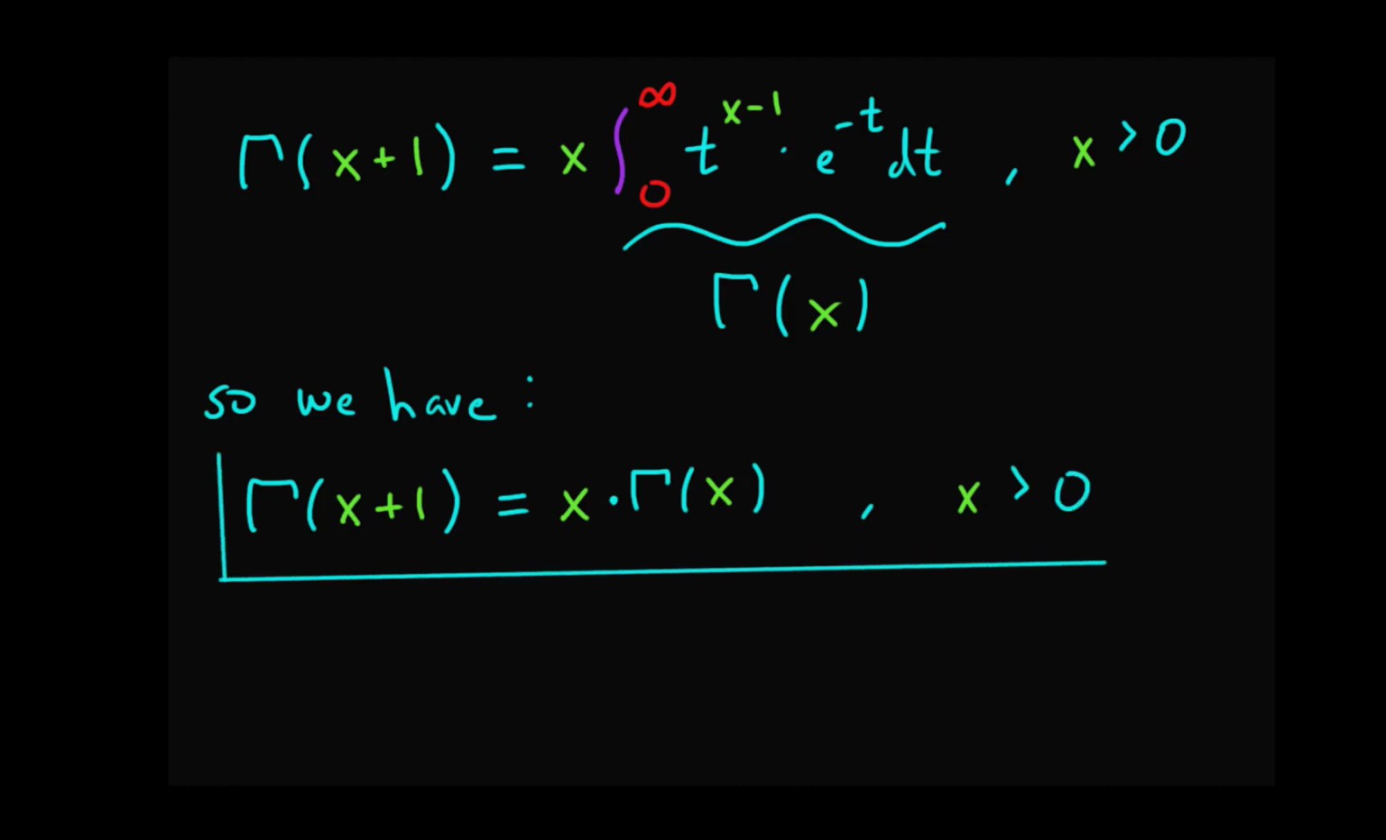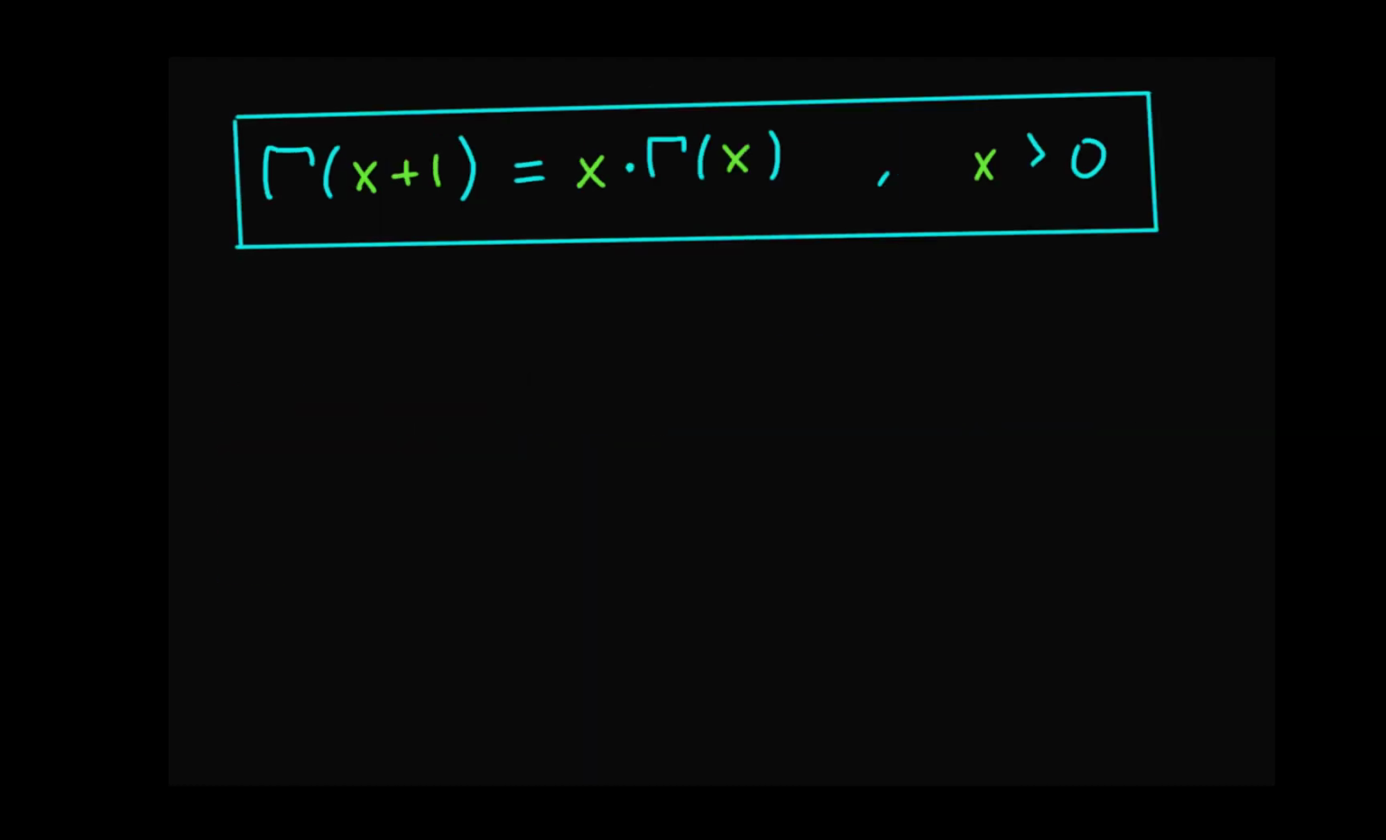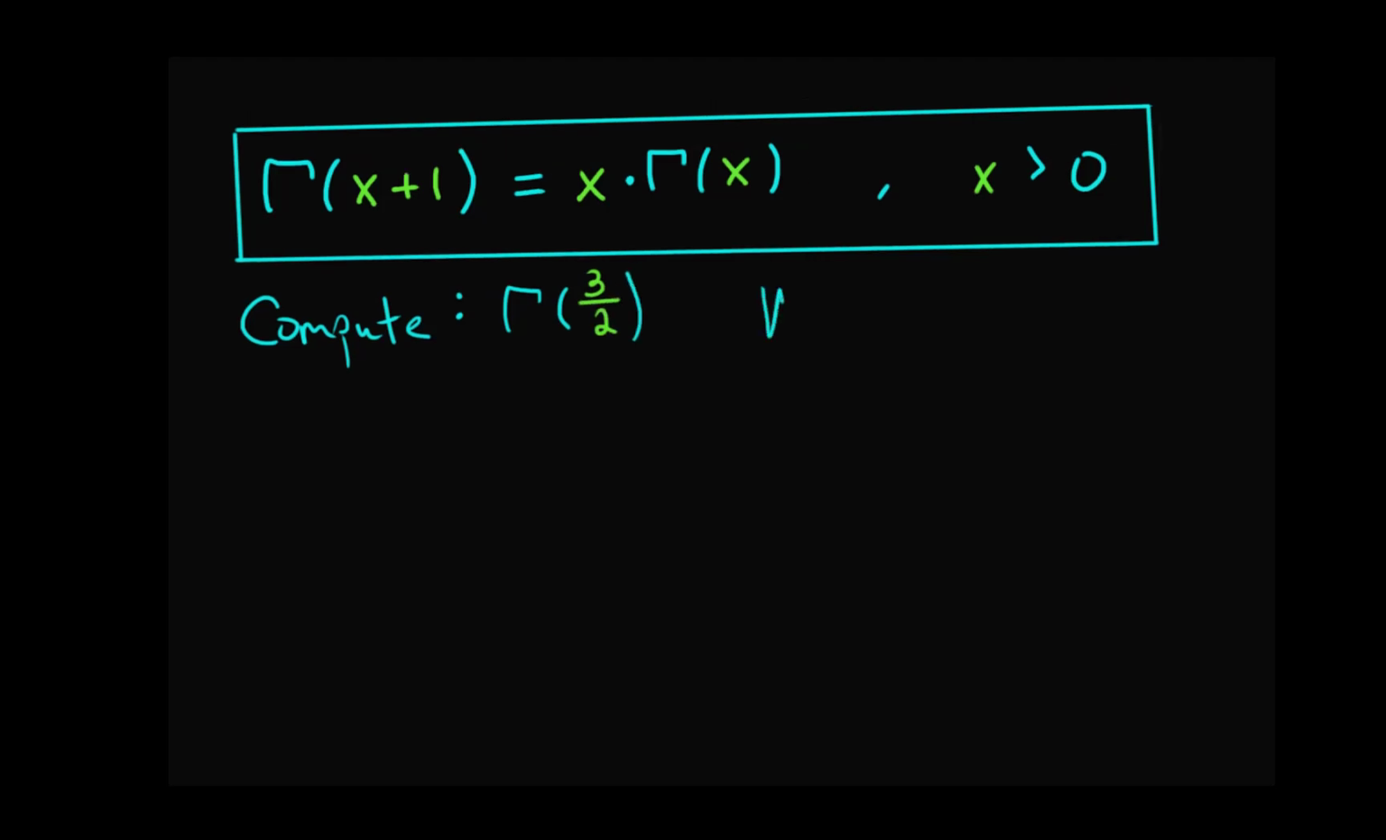So let's put a box around this functional equation, which we've worked so hard to prove. And now we're going to actually apply it and show why it's so useful. So for example, if we would like to compute gamma of 3/2, well, we could try to compute it by brute force just using the integral definition of the gamma function, but we already know that gamma of 1/2 equals the square root of pi. And if that's unfamiliar to you, that fact, see my earlier video.